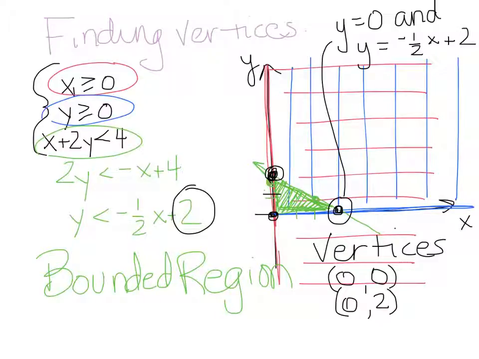So let me make a substitution that y is equal to 0 in this. Okay, so 0 is equal to minus 1/2 x plus 2. So let's see, I got 1/2 x is equal to 2, or x is equal to 4. So I get x is equal to 4, and of course I know that y is equal to 0. So let me go down here. My last vertex then is 4, 0. Okay?